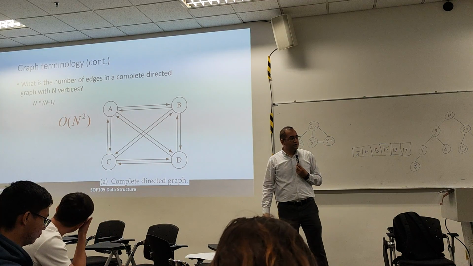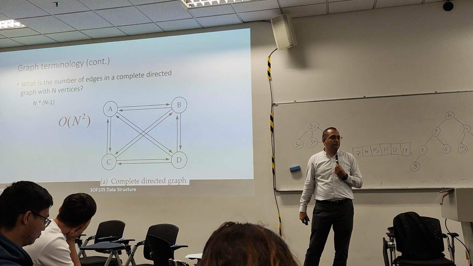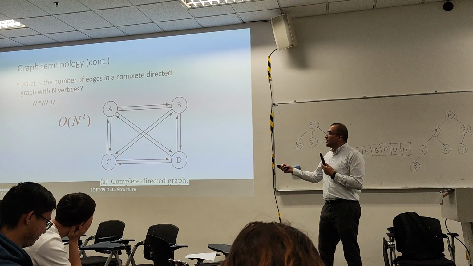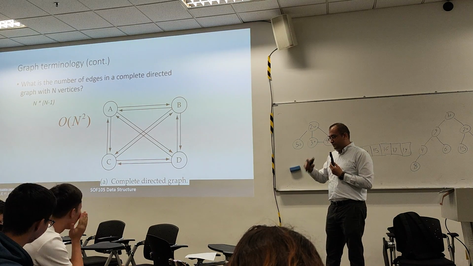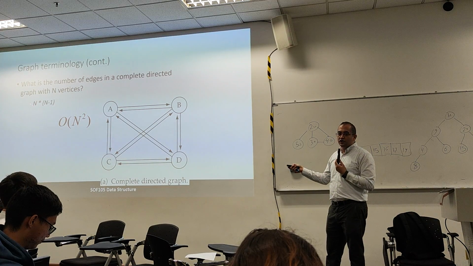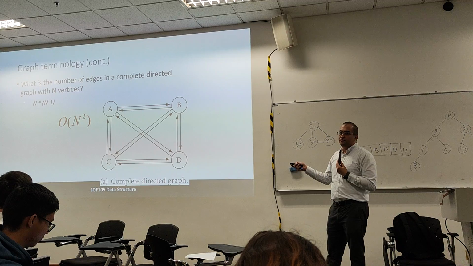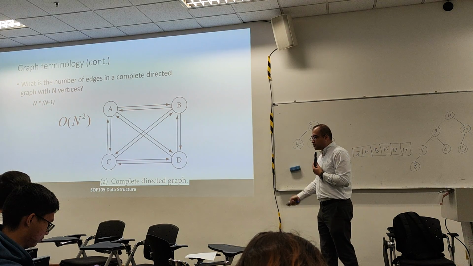Who said 12? Correct, 12. This is Big O of N squared, the complexity. This is the formula, the equation to calculate the total number of edges. What is the N value here? 4. 4 multiplied by 3 equals what? 12. That is the total number of edges.